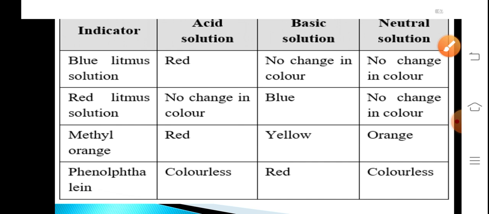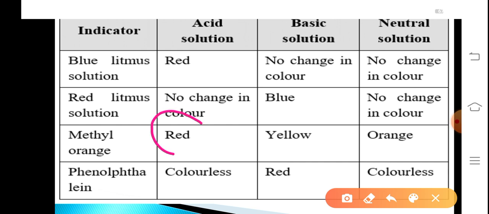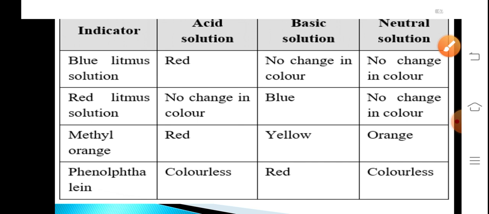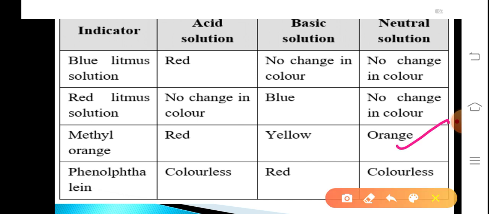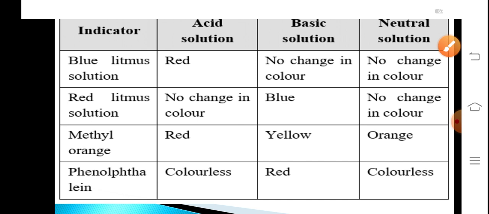Methyl orange, another type of indicator. Methyl orange changes from orange to red with acid solution, whereas it gives change in color from orange to yellow with basic solution, whereas the color remains the same in case of neutral solution. So this is the best indicator to check the presence of both types of solution.